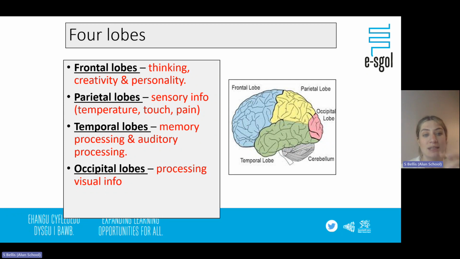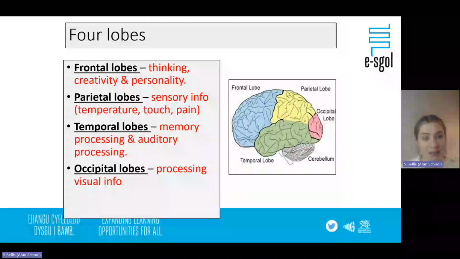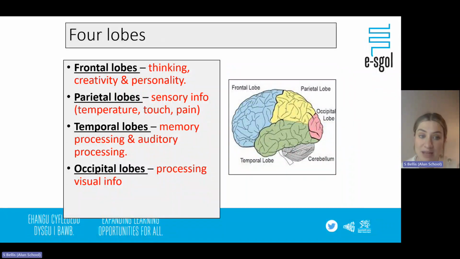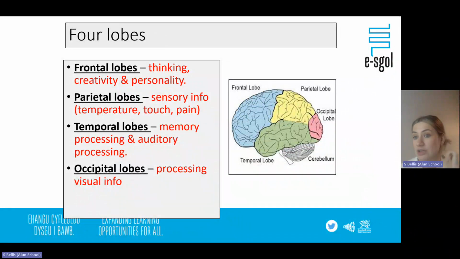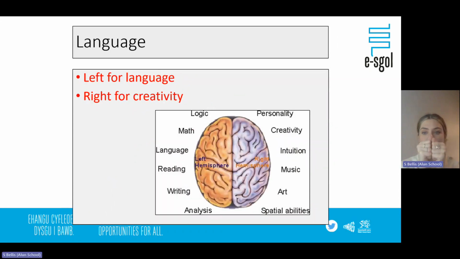Parietal lobe is to do with sensory information, so temperature, touch, and pain. Temporal lobe at the side is to do with memory, but also because it's close to your ear, auditory information in case of hearing. And then, like I said before, occipital lobe at the back is visual information. You also have two hemispheres in your brain, your left and your right hemisphere. Your left hemisphere is for language, so it's quite nice to remember it as L, left language. And your right hemisphere is for creativity.